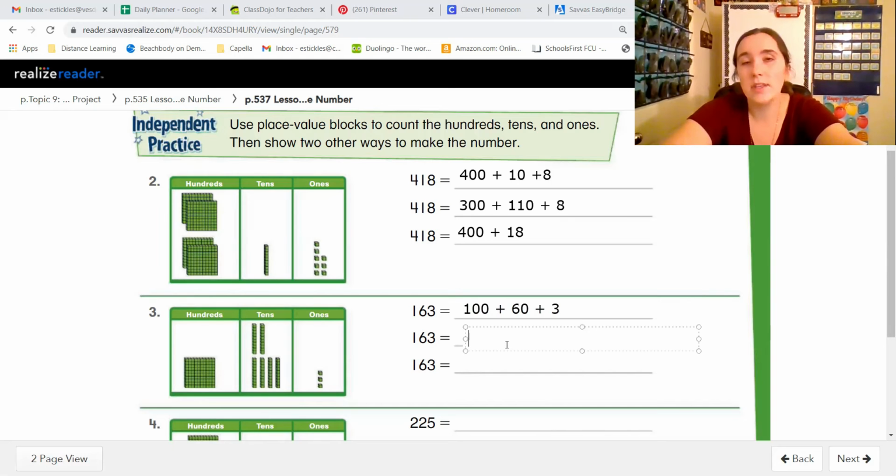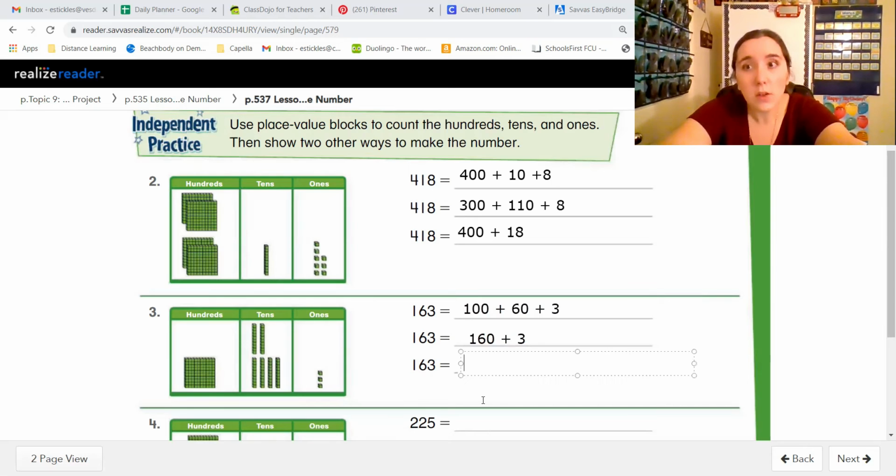Now another way I could show it is to get rid of my hundreds flat and make it into 10 tens. So I wouldn't have any hundreds flats. Instead I would have 6 tens plus 10 more, which is 16 tens, or 160 plus my 3 ones. That's another way to show it.